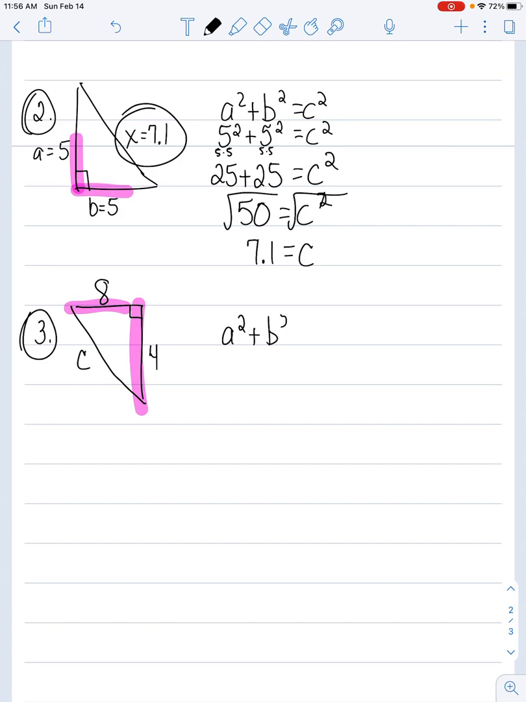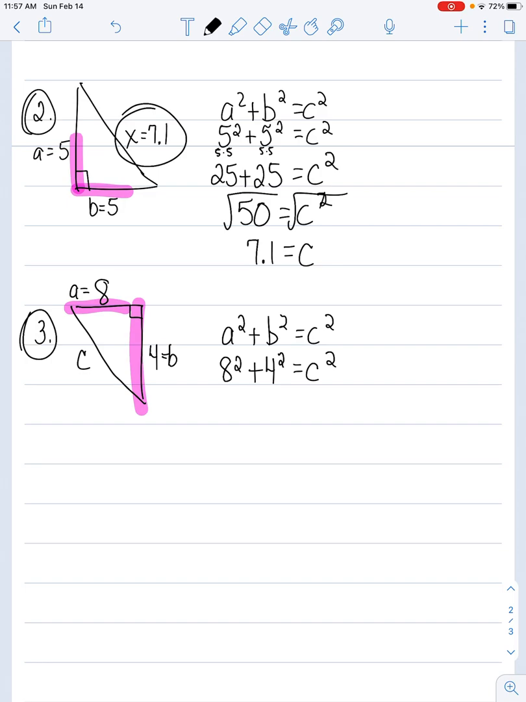So write your formula. A squared plus B squared equals C squared. It doesn't matter which one is A and which one is B. Just label it so you'll remember. I said A was 8, so 8 squared, plus I said B was 4, 4 squared equals C squared.